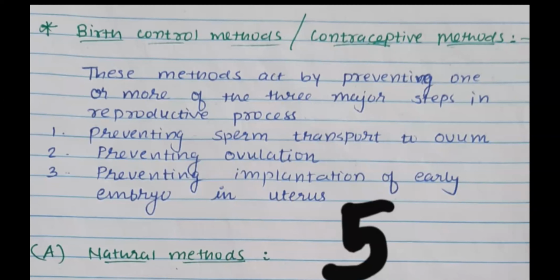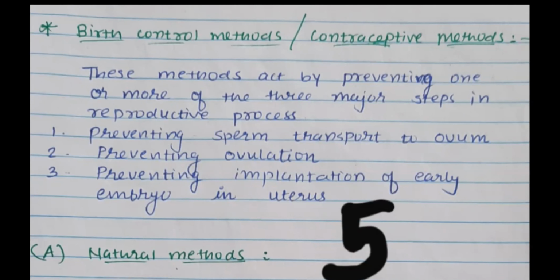Ultimately, all these devices act as birth control devices, preventing the sperm transport towards the ovum. If sperm cannot reach the ovum, fertilization cannot take place. If fertilization does not happen, then no implantation, no pregnancy. Second, preventing ovulation. If the ovum is not formed, then though the sperm is available, no fertilization, no pregnancy.